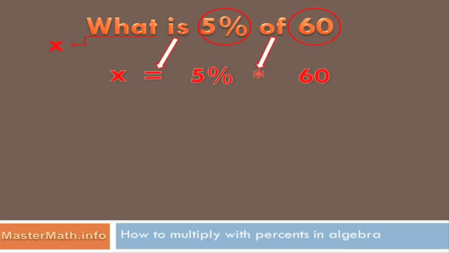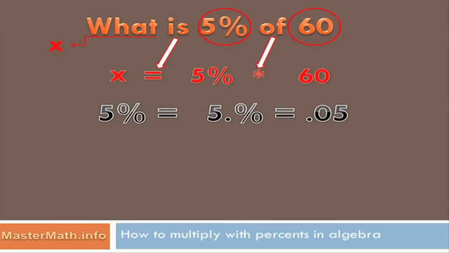Well, we've come a long way, but I still am not there. I've got 5% times 60, and it's hard to multiply a percent times a number. So I've got to convert that percent into a decimal. 5% equals 5.0%, and that equals 0.05 as a decimal.